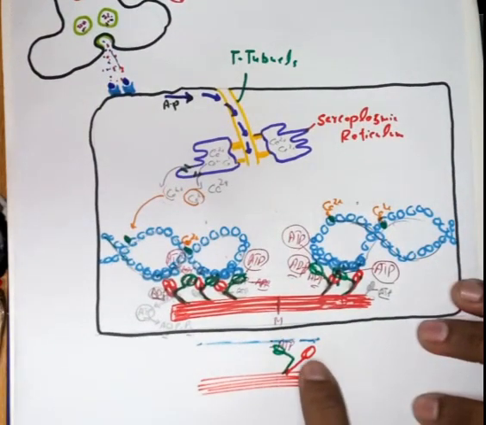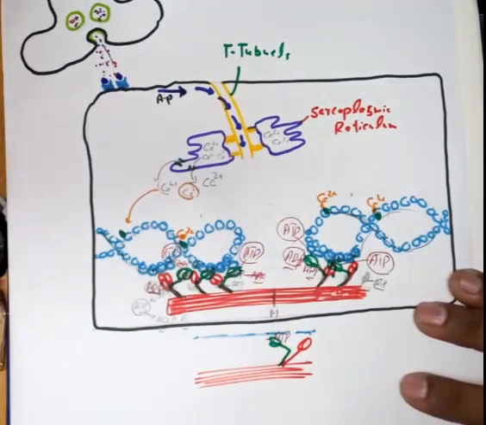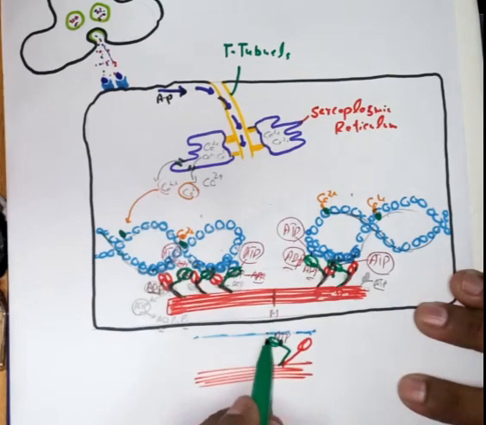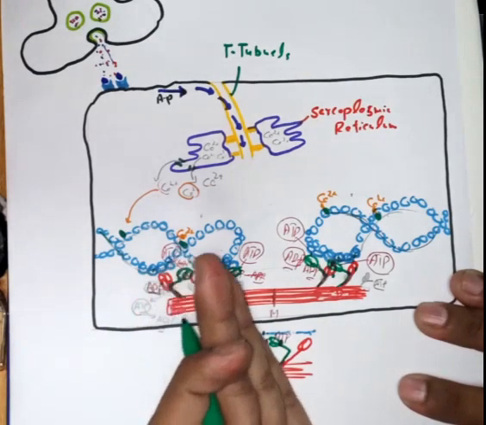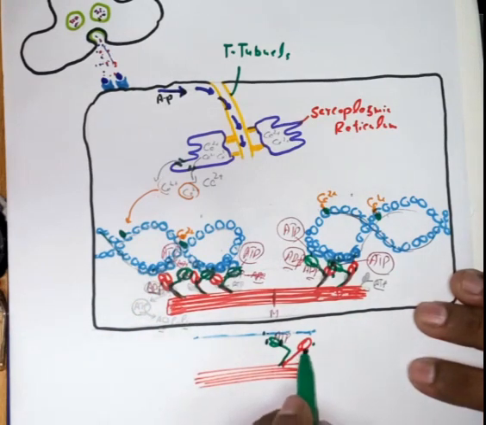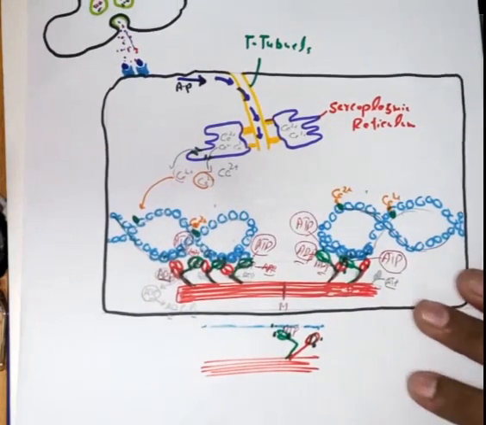Initially there was ATP. ATP will get hydrolyzed, attachment will take place, and the power stroke will cause the contraction. After the power stroke, the shape of the myosin head will change, and now for the relaxation a new molecule of ATP will come and attach over there. When the new molecule attaches, the bond between the myosin head and actin protein will detach, and the myosin head will return to its original cocked shape. Now the myosin head is ready to attach to another actin molecule.